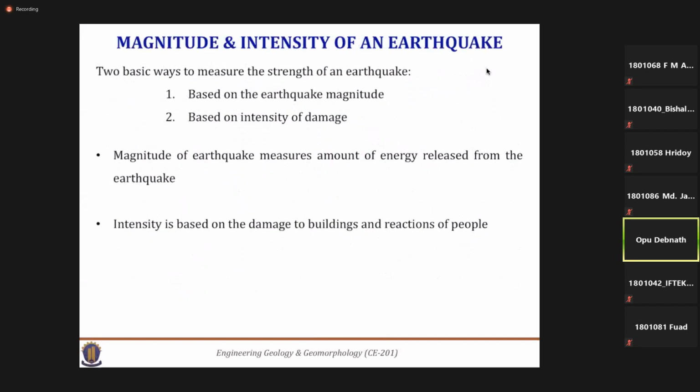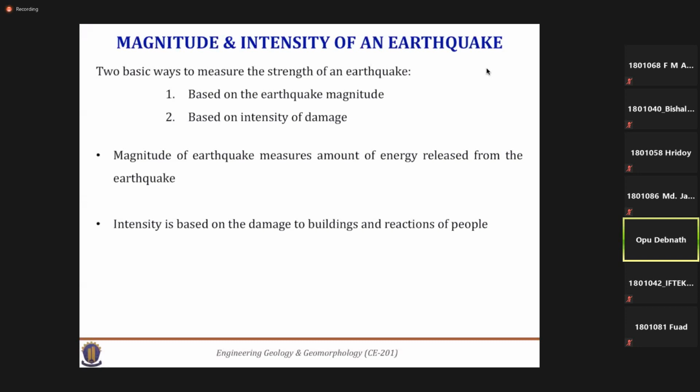And the next terminology for the earthquake is the magnitude and intensity of an earthquake. When we analyze any earthquake after it has happened, we will decide the strength of an earthquake based on two parameters. The first one is the earthquake magnitude, and the second one is the intensity of damage. The magnitude means the amount of energy released from the earthquake. So this is the measurement of energy.